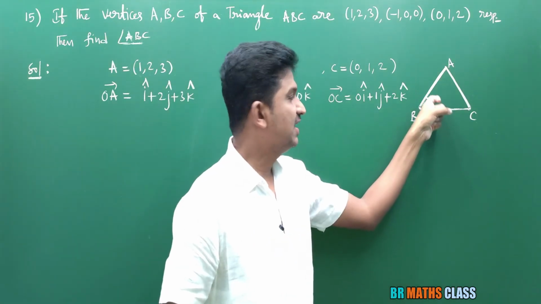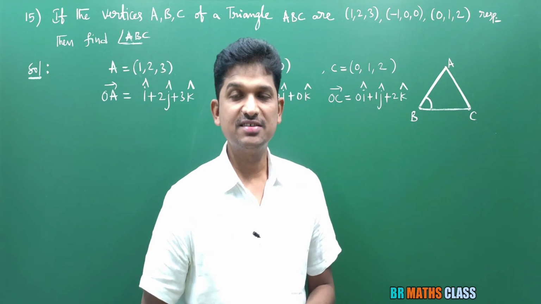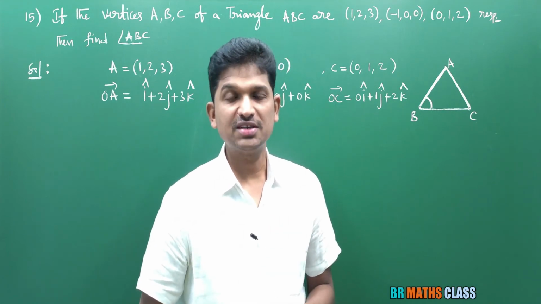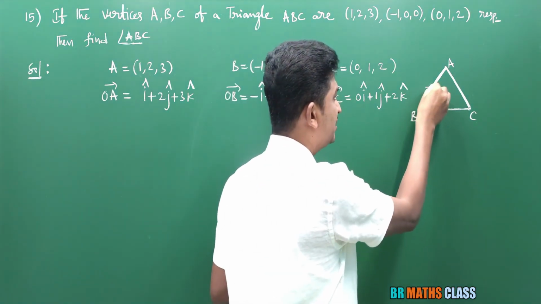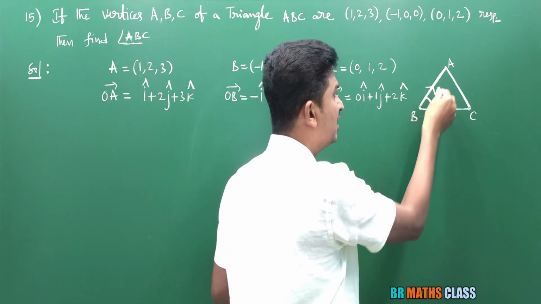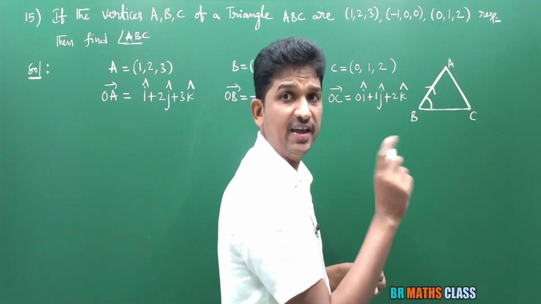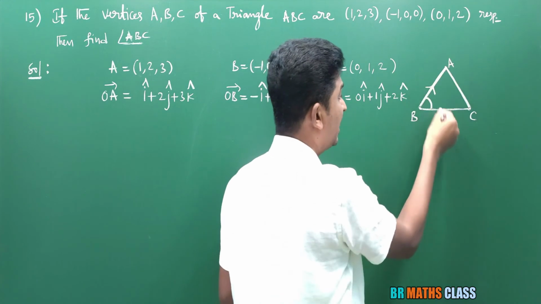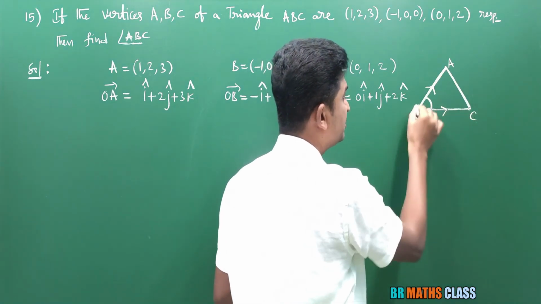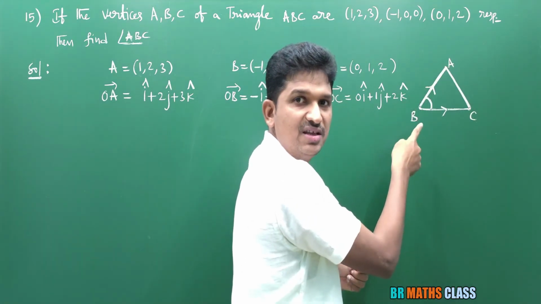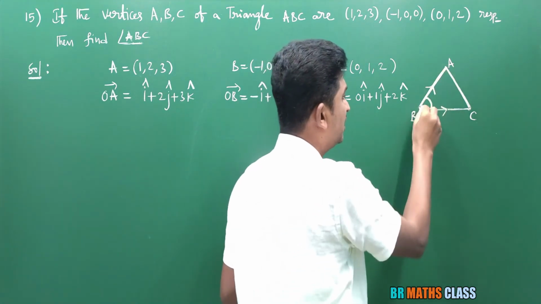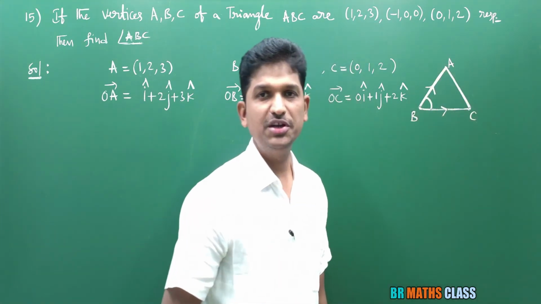We need to calculate this angle. In earlier classes, we learned about the angle between vectors. This angle is the angle between the vectors BA bar and BC bar. By mistake, don't take AB bar. It is BA bar, the angle between BA bar comma BC bar. This angle B is the angle between the vectors BA bar comma BC bar. This is the main point you need to know.